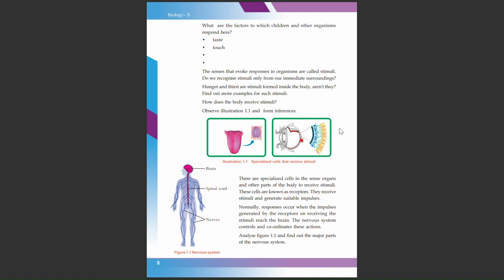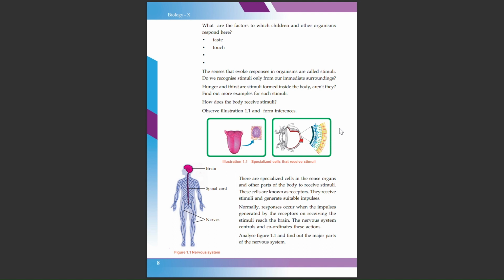Okay. Next, what they have given is: normally, responses occur when the impulses generated by the receptors on receiving the stimuli reach the brain. The nervous system controls and coordinates these actions. So, analyze figure 1.1 and find out the major parts of the nervous system. We already know the major parts of the nervous system, right? It's basic. I would say it's basic.